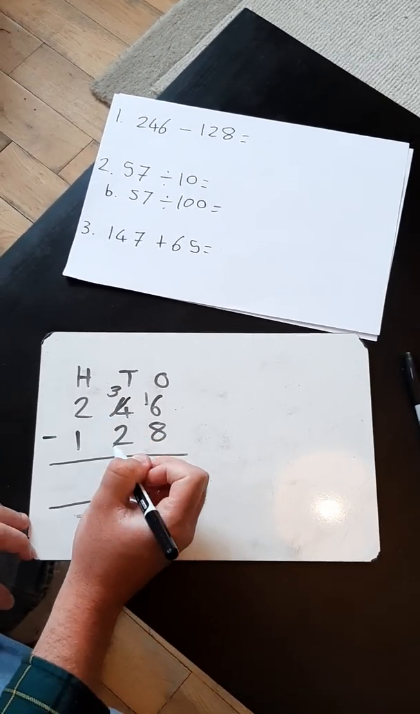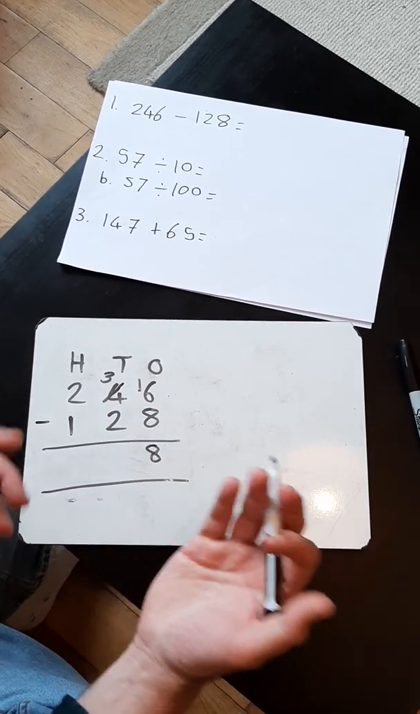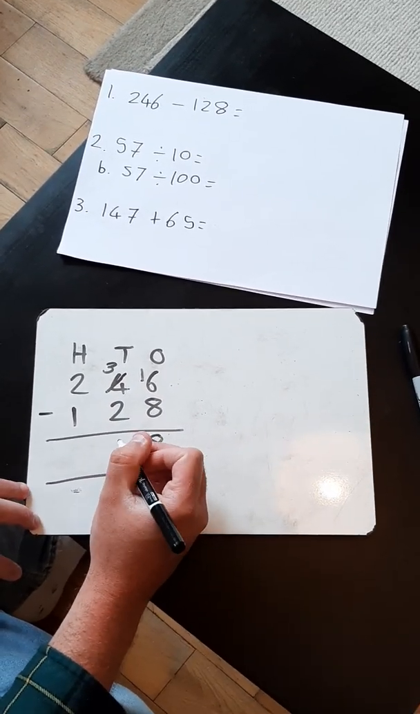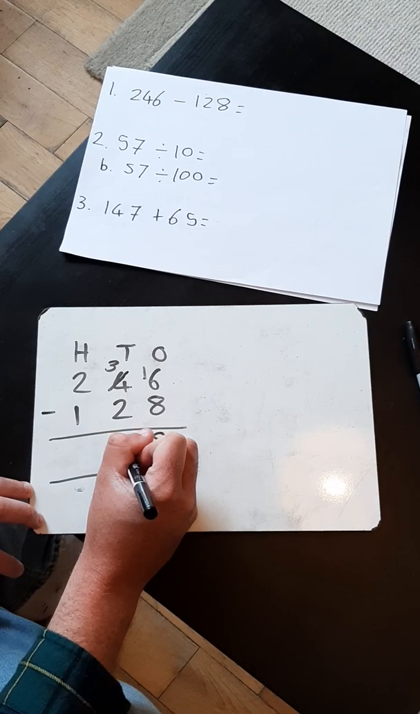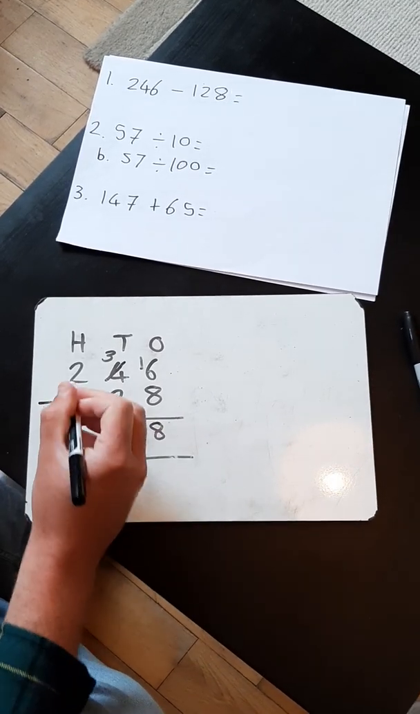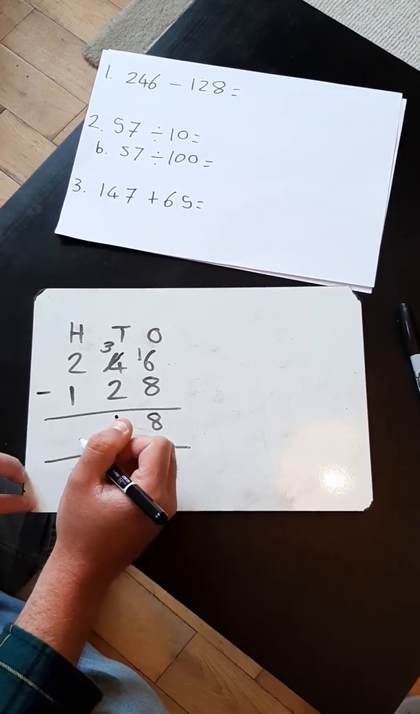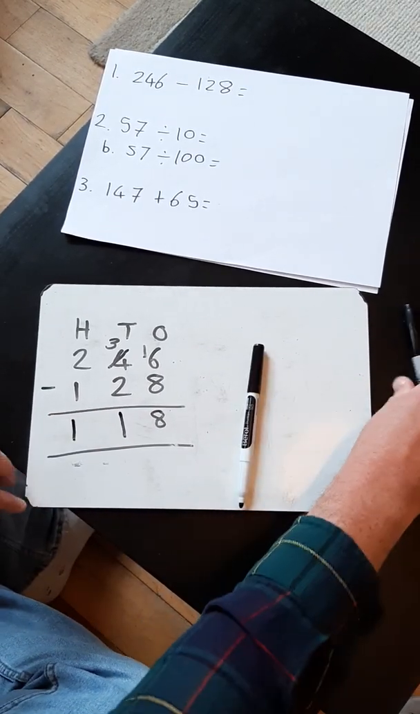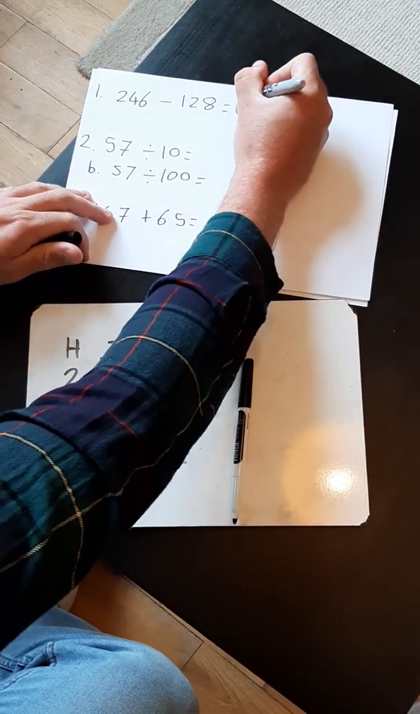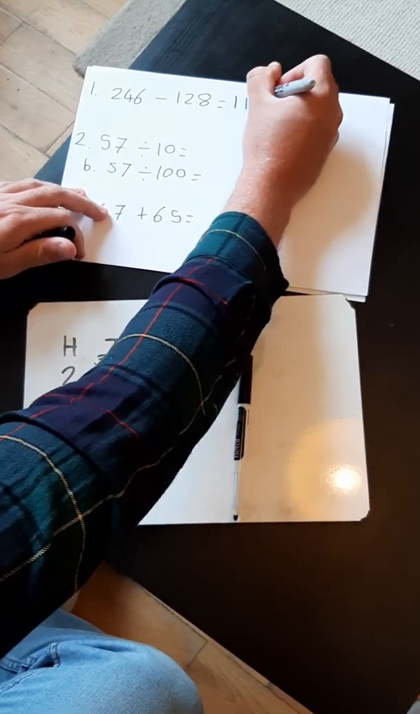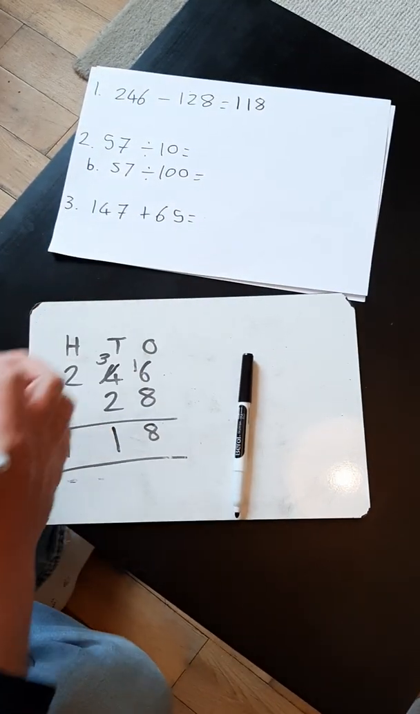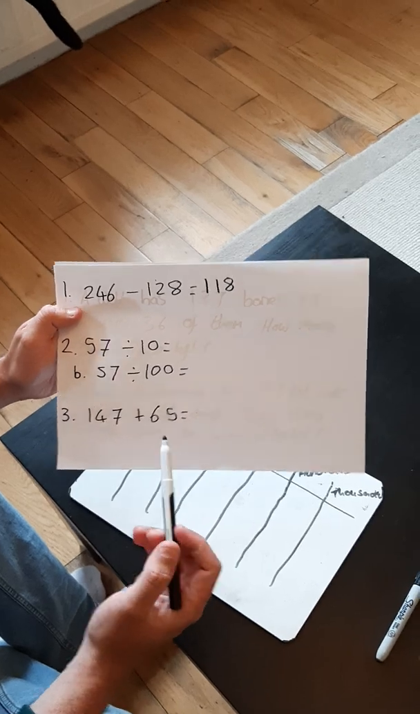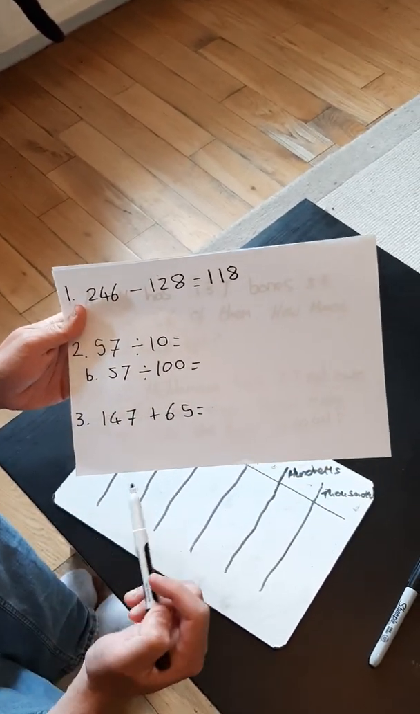Then we've got 3 take away 2. Now it's in our tens column, so we could look at that as 30 take away 20, which gives us 1 lot of 10. And 200 take away 100, which gives us 100. So our answer is 118. Nice simple start.